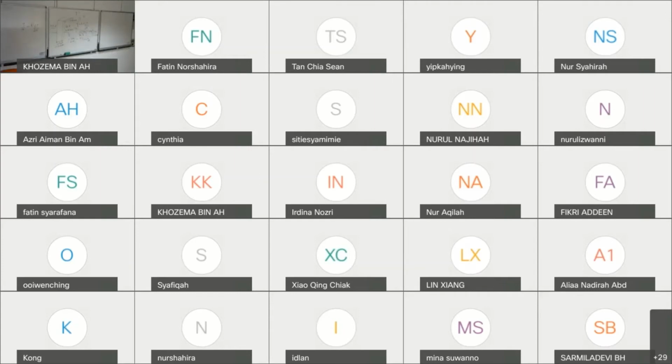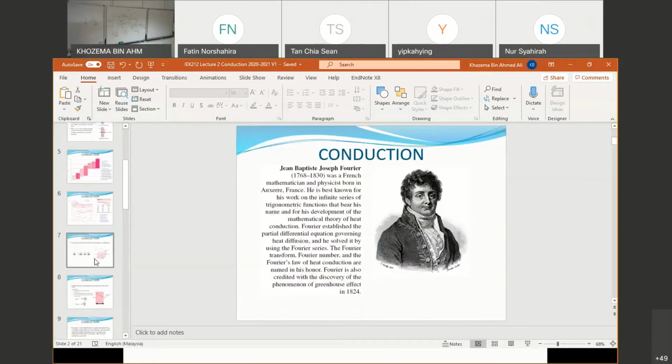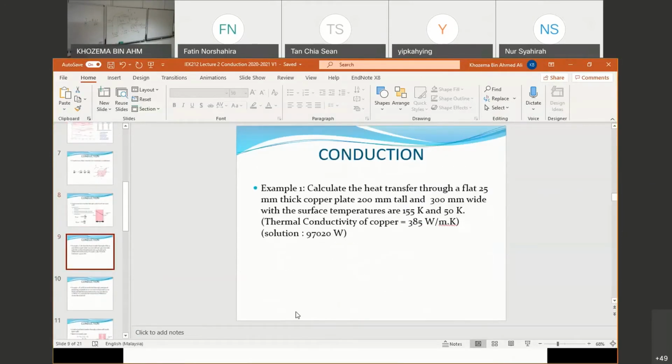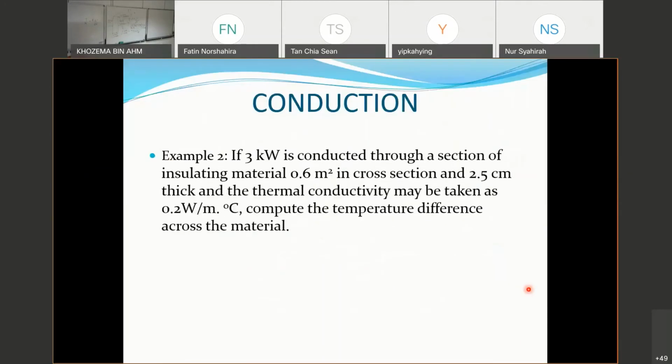So we have here example number 2. This one you can do on your own. This is example number 1 just now, and this is example number 2. It is the same thing. If 3 kilowatt is conducted to a section of insulation material of 0.6 meter squared in cross section area and 2.5 centimeter thick, and the thermal conductivity may be taken as 0.2 watt per meter degree Celsius, compute the temperature difference across the material.